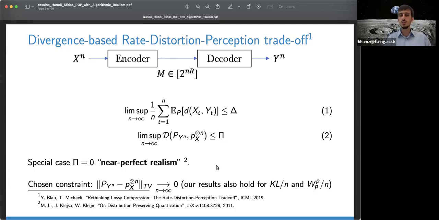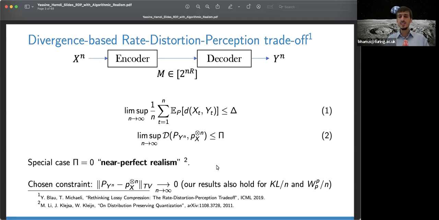So the first constraint here is the typical rate-distortion theory constraint. It's called the distortion constraint. So we care about the reconstruction or compressed image being close to the original image. Here, because it's a sequence, we're going to take X1 and Y1, then X2 and Y2, etc.